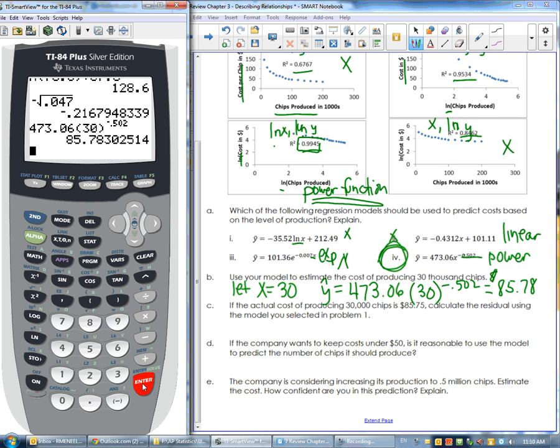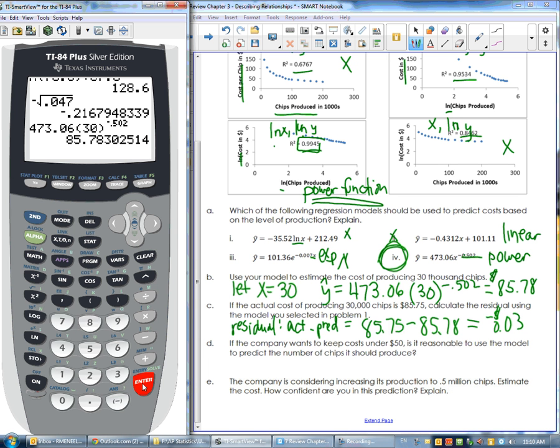It asks to calculate the residual. To calculate the residual, remember, we do the actual minus the predicted y value. The actual cost was 85.75, and I found the predicted value to be 85.78. So when I calculate the residual, it's going to be negative 0.03, and that is in dollars. So my prediction was 3 cents too high.